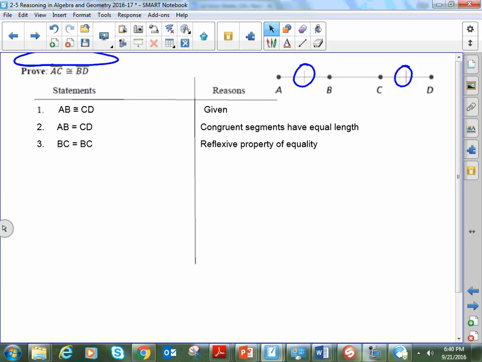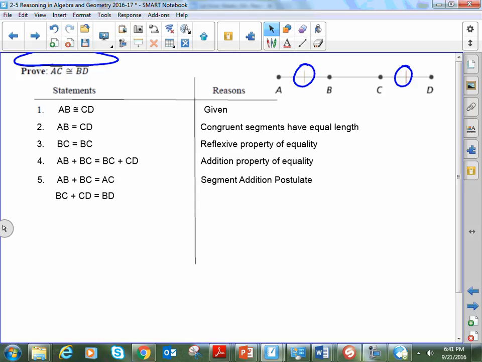Okay, well, what segments actually use it? Because what we're trying to show is that segment AC is actually congruent to segment BD. Well, what makes up those parts? Well, if AB and CD are the same length, and BC is always the same, then that means whatever AB is plus BC has to be the same as BC plus CD. And that's just the addition property of equality again, showing itself in a geometry situation.